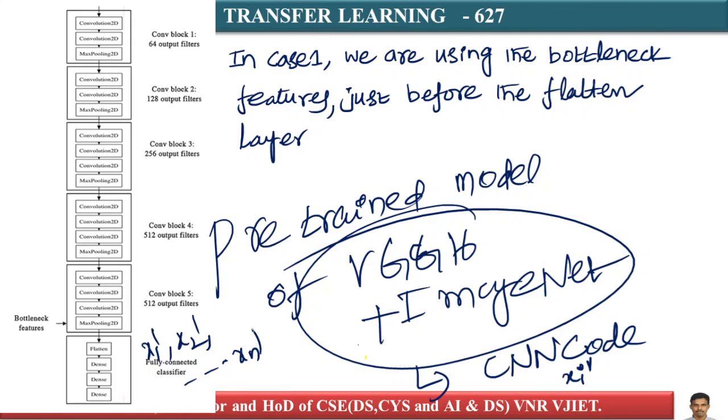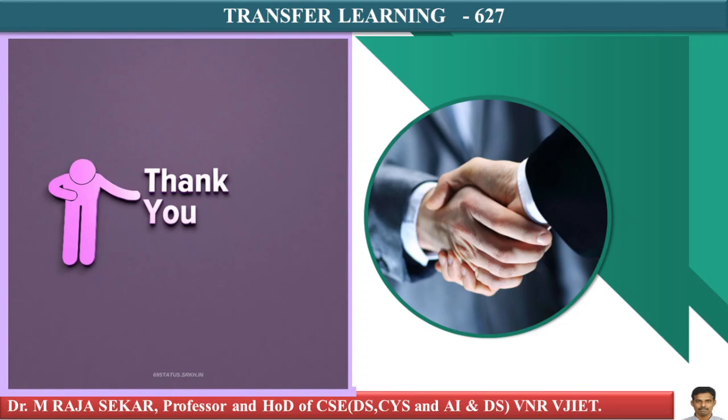We are creating xn dash, to create a CNN code. So we are using the model that exists. The model has been trained on ImageNet. We are reusing it as a feature engineering tool. Okay, this is case 1. In my next lecture, I will discuss case 2. Thank you very much.